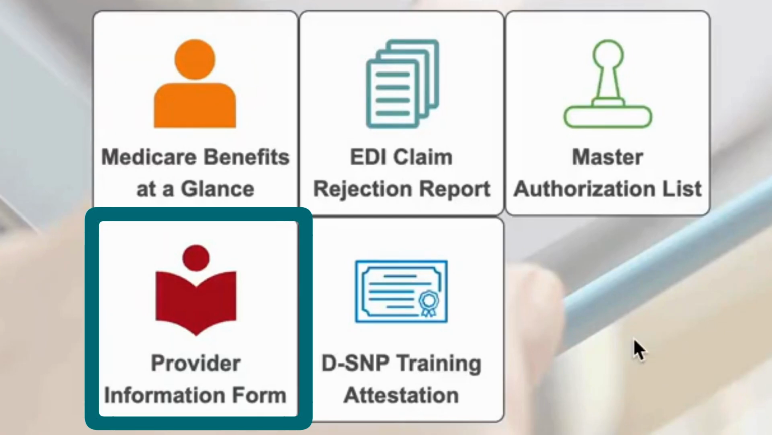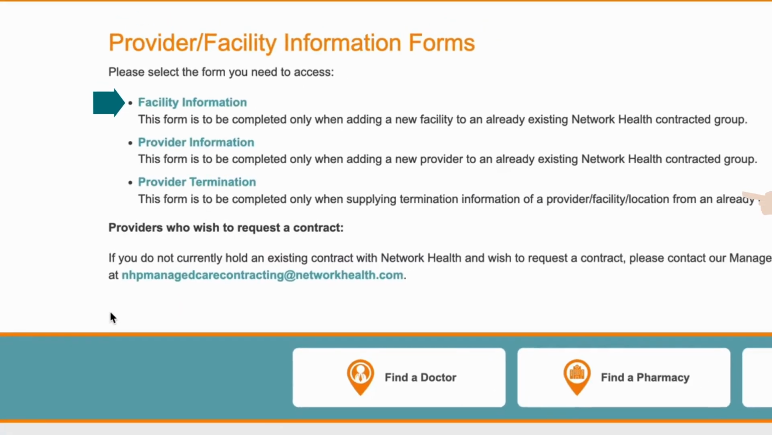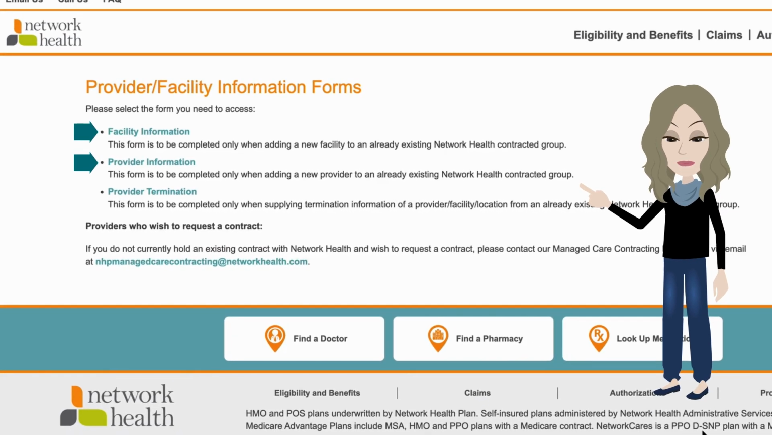The next item in the quick links is the provider information form. Providers are able to complete the facility or provider information forms to begin credentialing new providers or facilities. They are also able to complete the provider termination form for any providers that may be leaving their practice.